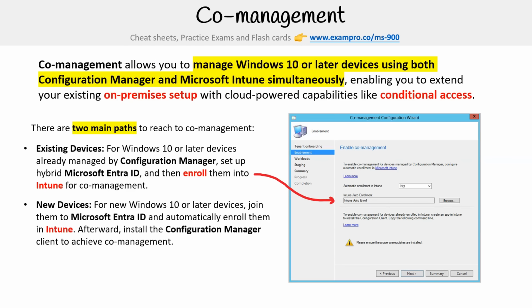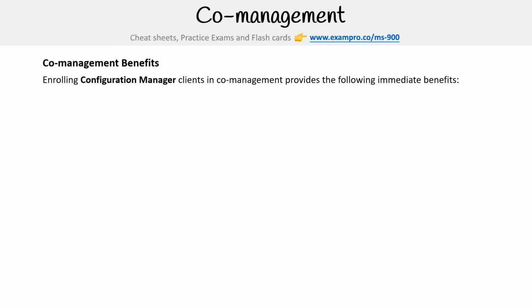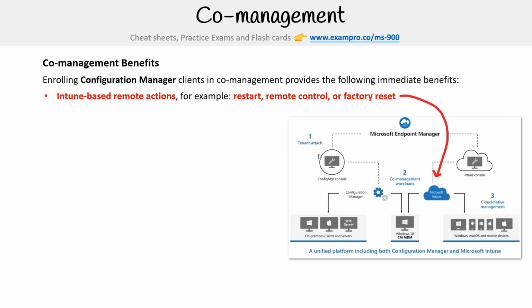New devices. For new Windows 10 or later devices, join them to Microsoft Entra ID and automatically enroll them in Intune. Afterward, install the Configuration Manager client to achieve co-management. Enrolling Configuration Manager clients in co-management provides the following immediate benefits. Intune-based remote actions, for example, restart, remote control, or factory reset. Conditional access with device compliance.